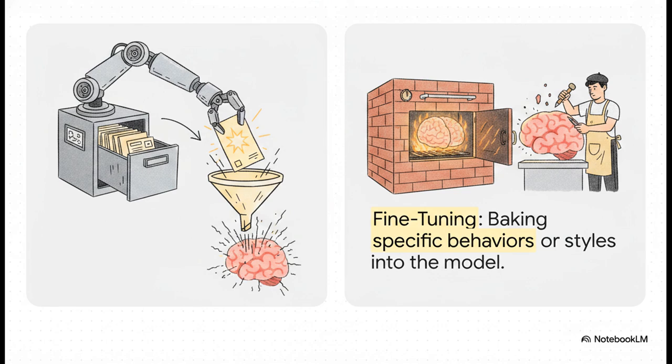You lean on Retrieval-Augmented Generation, or RAG, when you need the model grounded with dynamic, private, or super up-to-date facts. Conversely, you turn to fine-tuning when you need to bake specific behaviors, formatting, or a proprietary tone permanently into the model's weights. Think of it this way. RAG gives you facts, while fine-tuning gives you style.